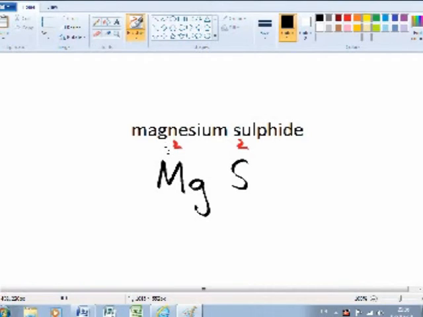Now in this case where the valencies are the same, what we can actually do is cancel the valencies out, we can simplify them down. And this leaves us with MgS as the chemical formula for magnesium sulfide.